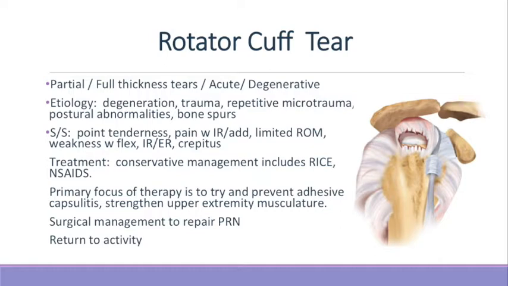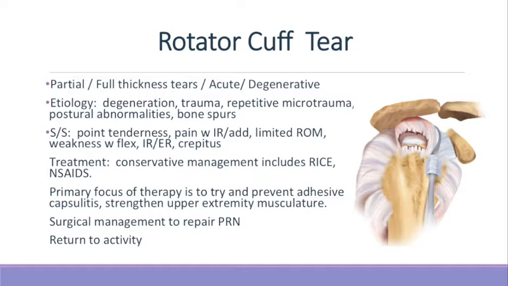Bone spurs. As we age, we get bone spurs. That's bone overgrowth. They often develop on the underside of the acromial bone. When lifting our arms, the spur will rub into the rotator cuff tendon. And over time, it will weaken the tendon and make it more likely to tear.